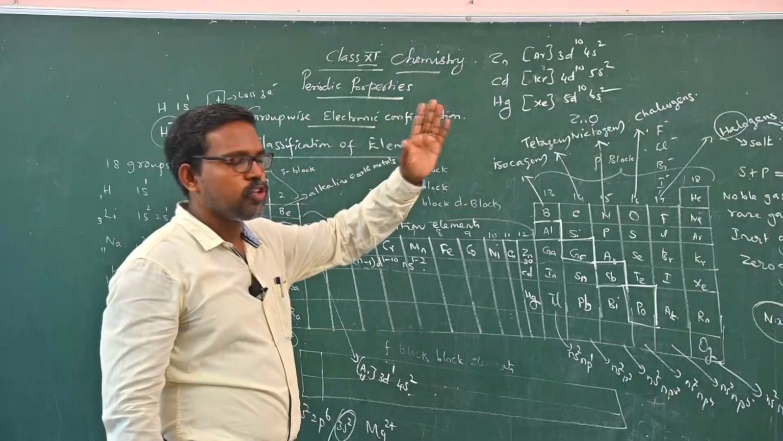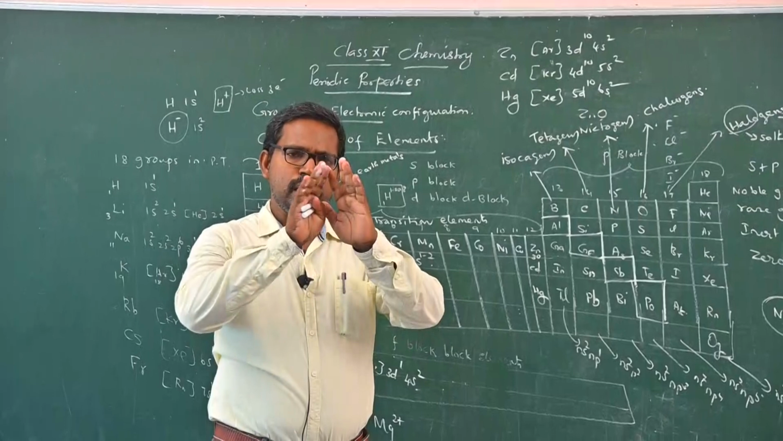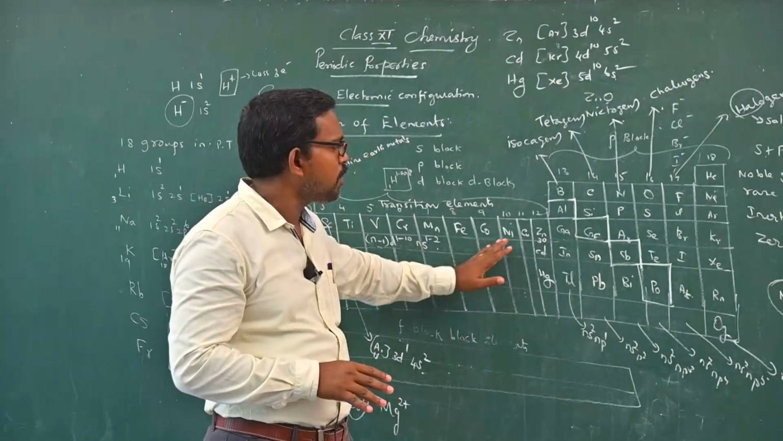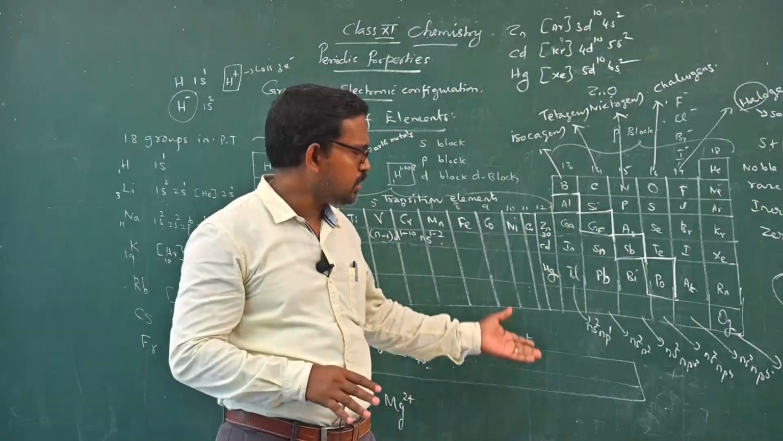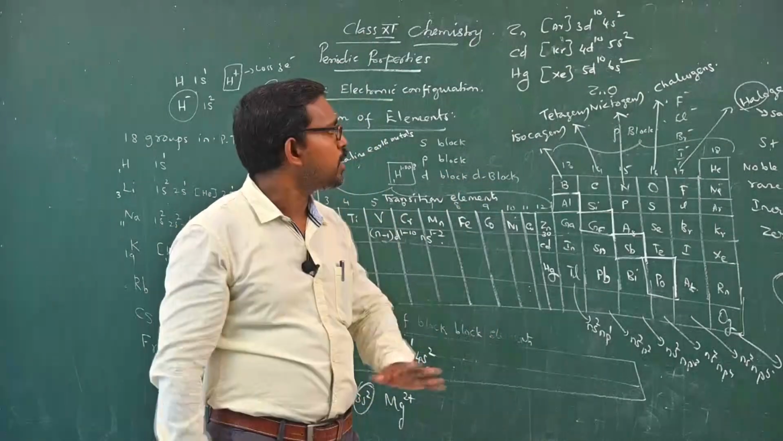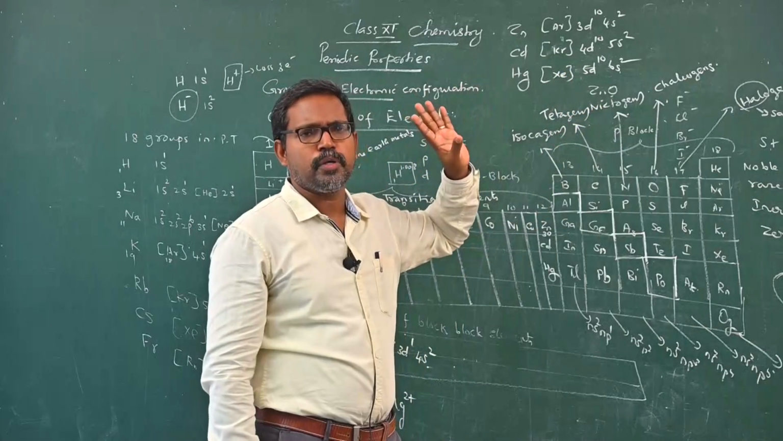Zinc, cadmium, mercury show completely filled electronic configuration. These elements are not included in the periodic table of D block transition elements. Why are these elements not included? Because these elements show completely filled configuration.